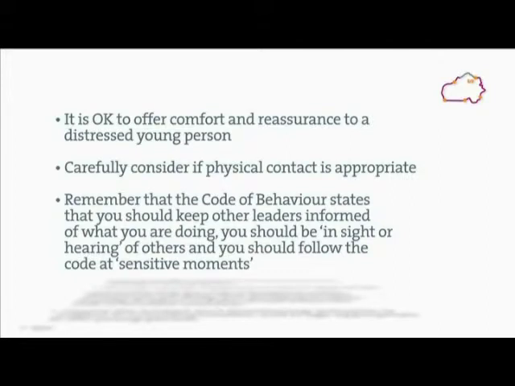The key learning points in this scenario include: it is okay to offer comfort and reassurance to a distressed young person. Carefully consider if physical contact is appropriate. Remember that the Code of Behaviour states you should keep other leaders informed of what you are doing. You should be in sight or hearing of others, and you should follow the code at sensitive moments. Ensure the contact isn't threatening, intrusive, or subject to misinterpretation, and is age appropriate to the young person. Write down and report any situation that may give rise to concern.